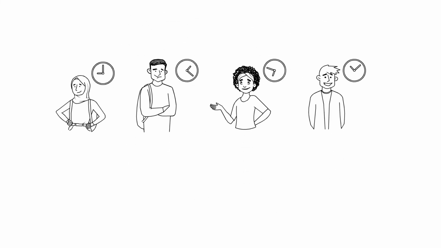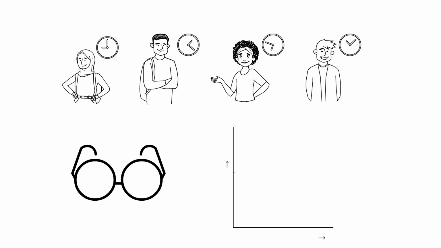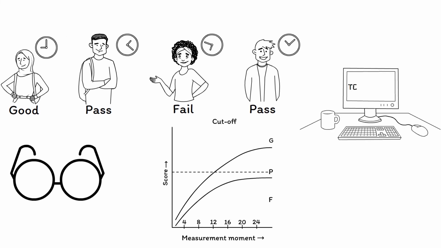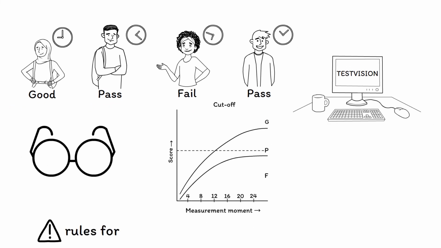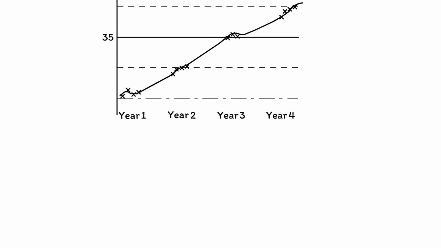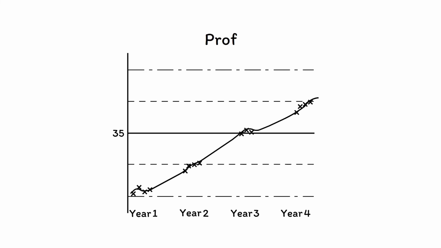As soon as everyone has taken the test, the answers are checked and the cut-off score is determined. Different standards have been established for each measurement moment. You will then receive your score and the qualification: good, pass, or fail. You can view your result in the TestVision test program. The rules for determining a final result at the end of the academic year remain unchanged for the time being. The Prof program remains in use.